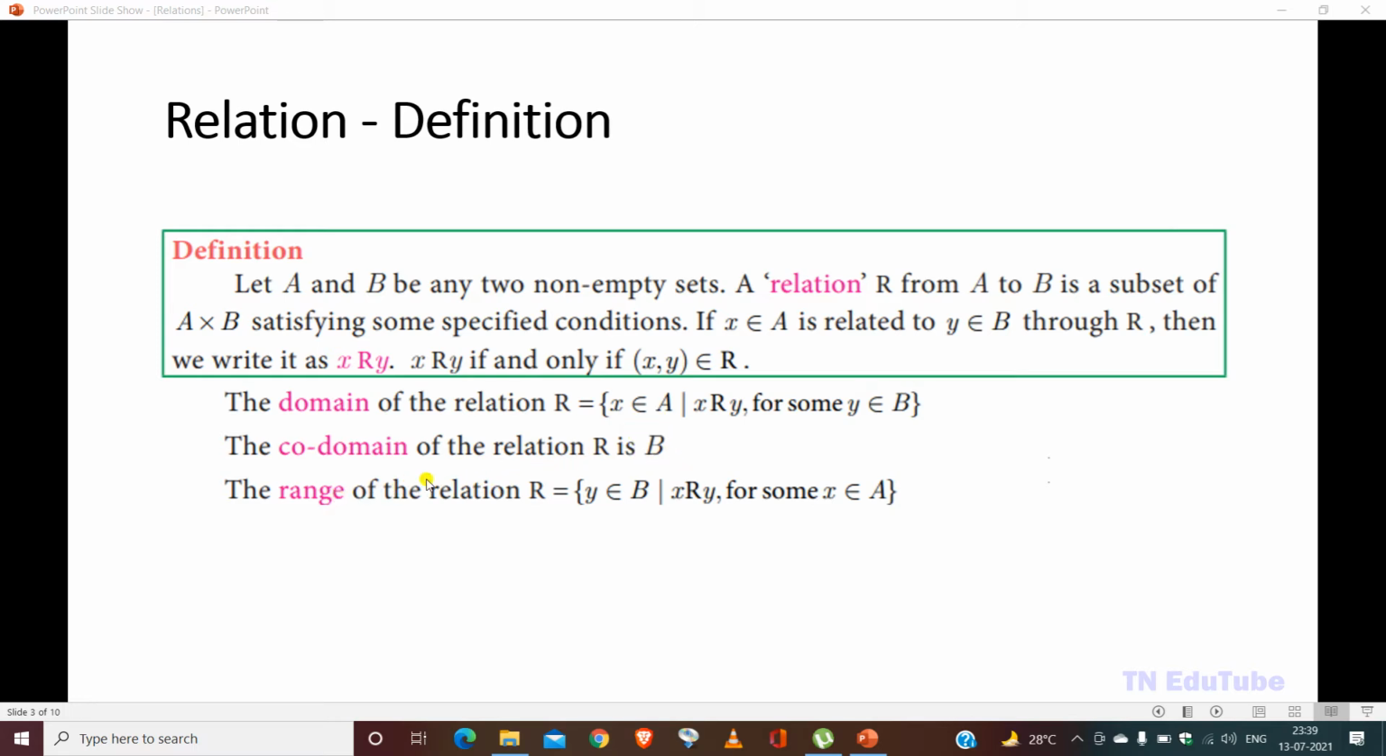Range means the range of the relation is the elements having images, that is y belongs to B such that x is related to y. So all the y belonging to B that are related are called the range set. We simply say that it is the image set. The image set is fully called the range. Let us see these three keywords using some examples.